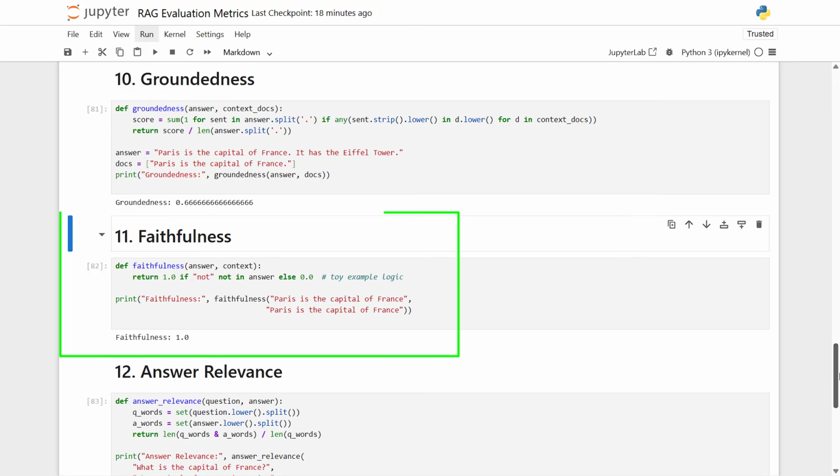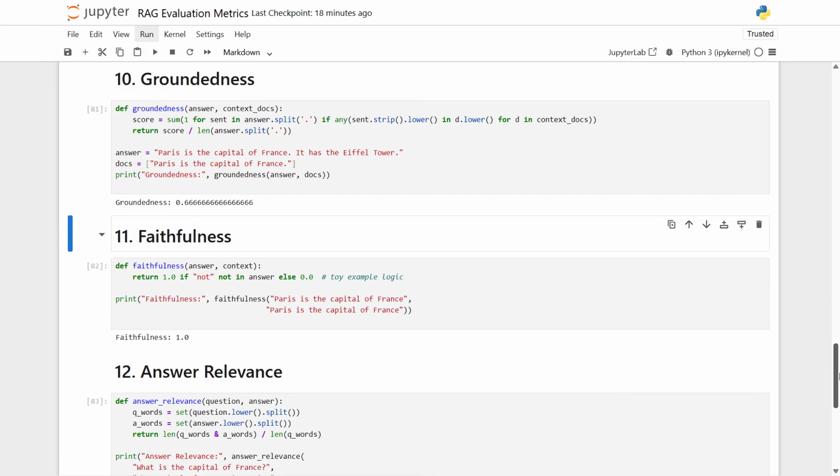Faithfulness checks if the model output contradicts the source documents. This demo code uses a simple rule, no contradiction, but a real system uses LLM judgment. If no contradiction is found, the answer is labeled faithful. Faithfulness ensures the reasoning stays true to the evidence.